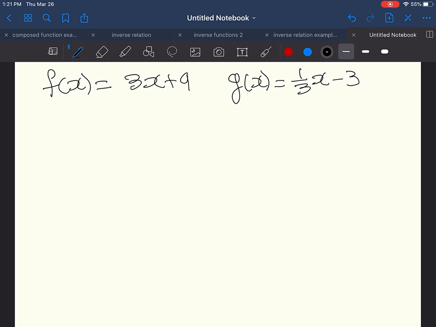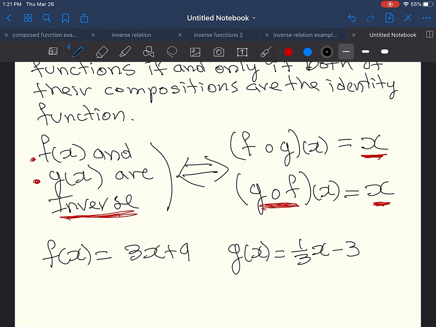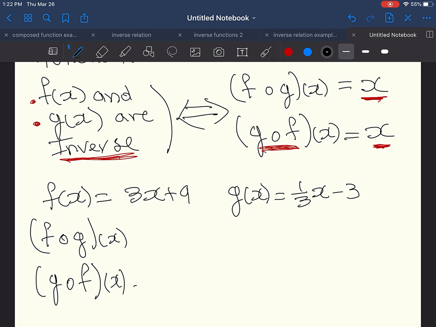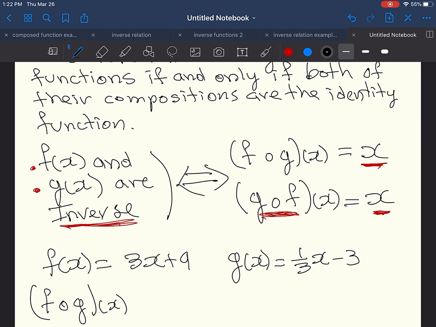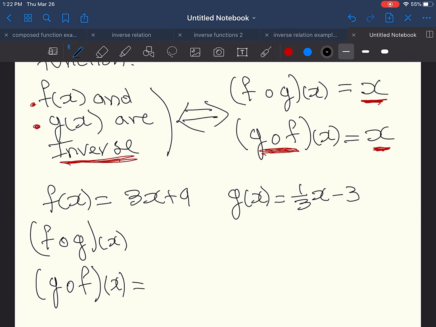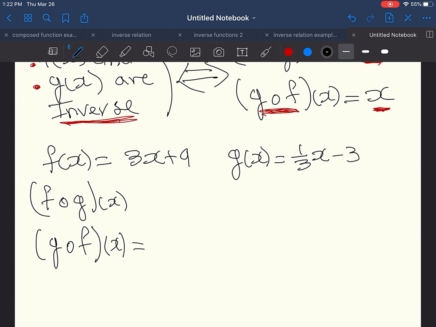Then, according to this theorem, I need to find f composed with g, and I need to find g composed with f. If at the end, in both composed functions, the answer is the identity function x, I can conclude that f is the inverse of g and g is the inverse of f.